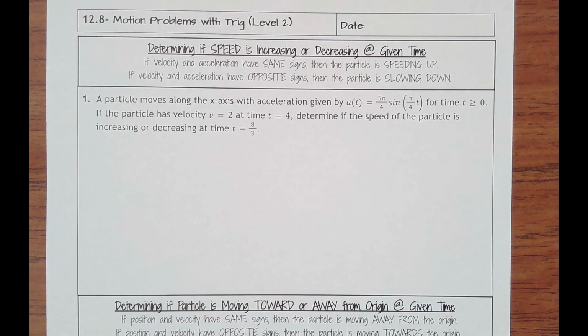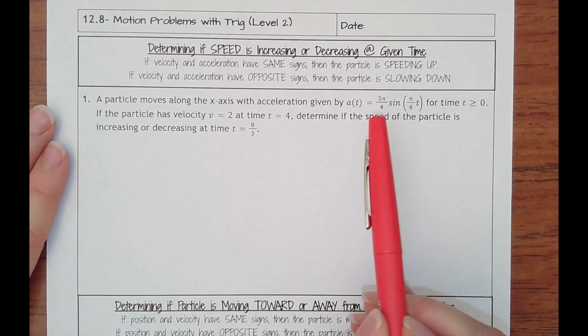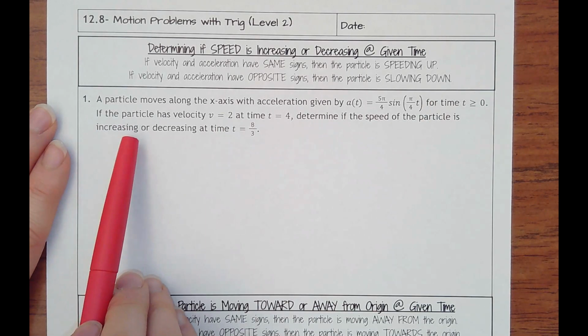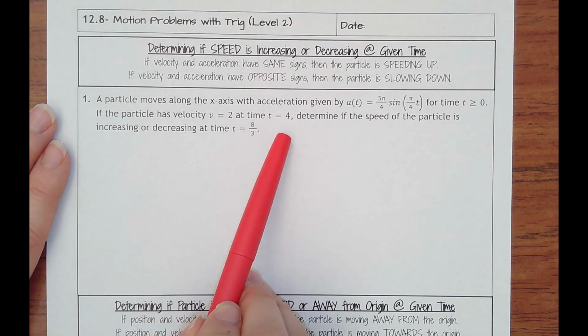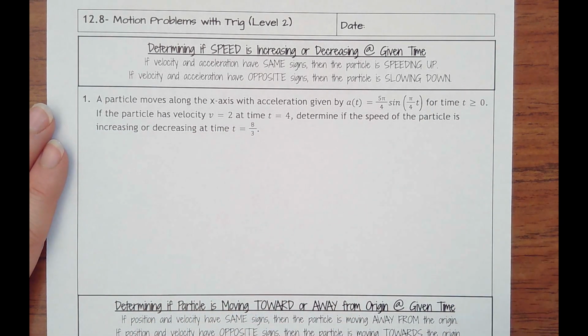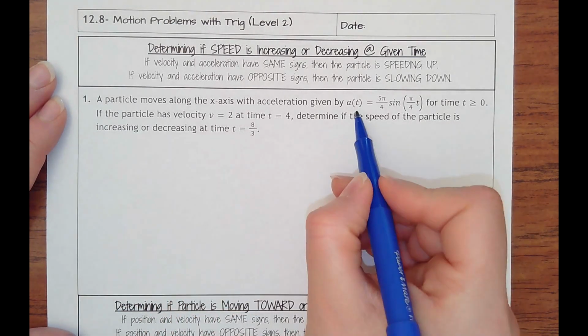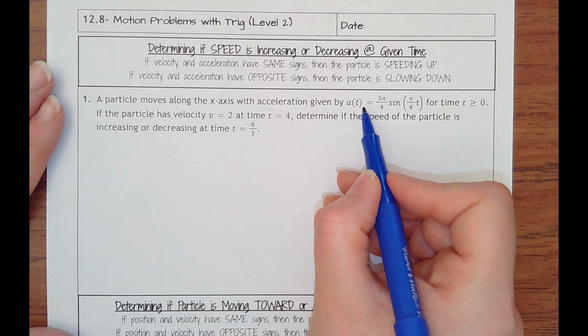It says a particle moves along the x-axis with an acceleration, for times greater than or equal to 0. If the particle has velocity of 2 at time of 4, determine if the speed is increasing or decreasing at a time of 8/3. So what we want to do is first find acceleration before we anti-derive.